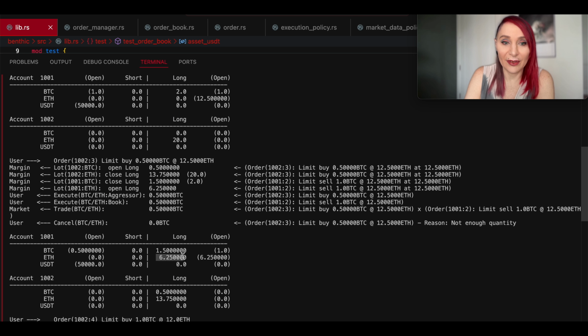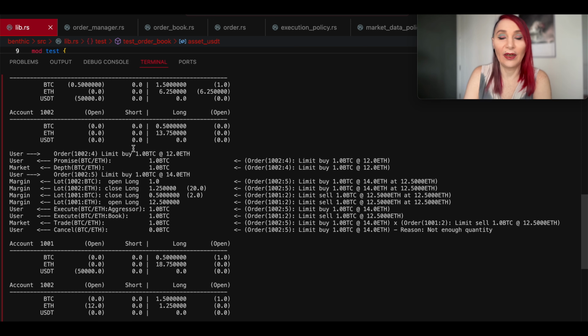User 1 now has 625 long Ethereum, okay? They had 0. And user 2 has 1375, right? We can also see that the open quantity for user 1 has changed. It was 1 on the short side. Now it's half on the short side, okay? Let's see what happens next.